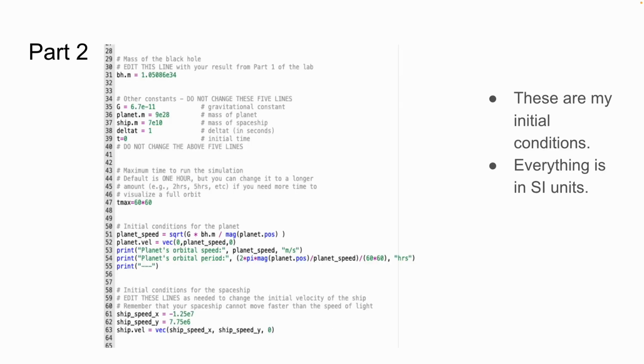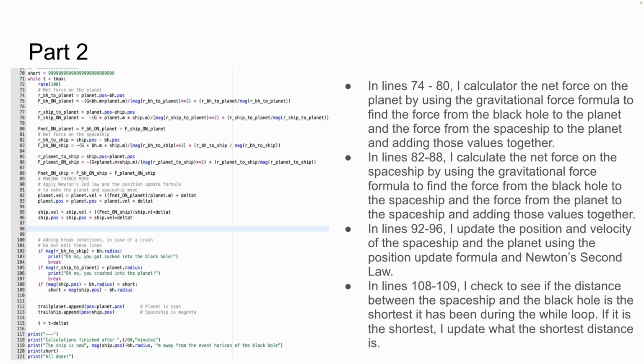Part 2, these are my initial conditions. Everything is in SI units. Part 2, in lines 74 to 80, I calculate the net force on the planet by using the gravitational force formula to find the force from the black hole on the planet and the force from the spaceship on the planet and adding those values together. In lines 82 to 88, I do a very similar process, but this time it's to find the net force on the spaceship. In lines 92 to 96, I update the position and velocity of the spaceship and the planet using the position update formula and Newton's second law.